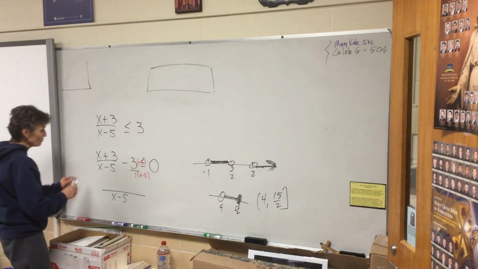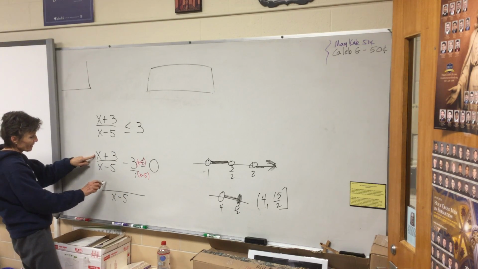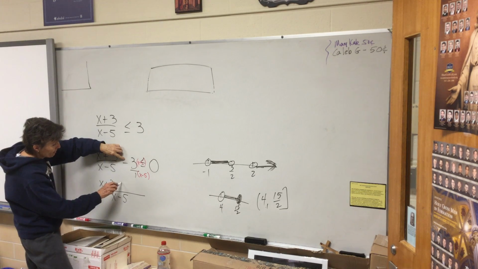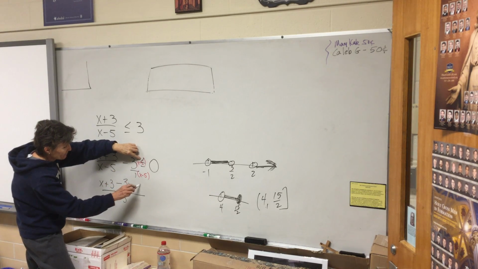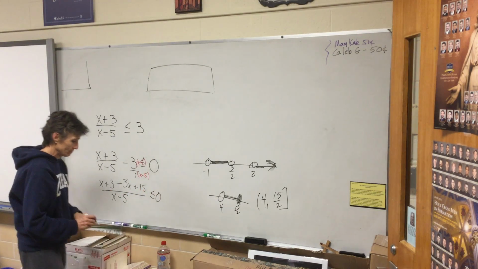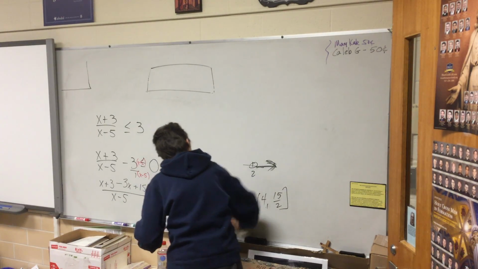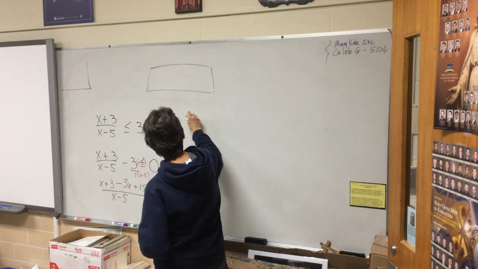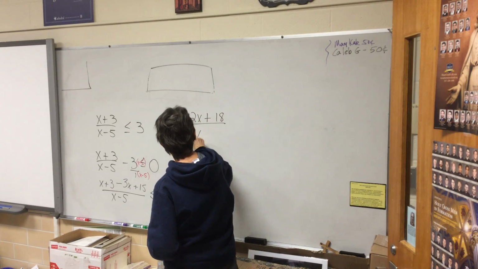Now, what is going to be the numerator? We got to put all this together in the top here. So we'll have x plus 3, and then be careful, minus 3x plus 15. And then we put all that together. So we have negative 2x plus 18.